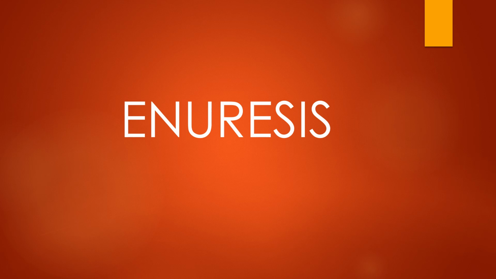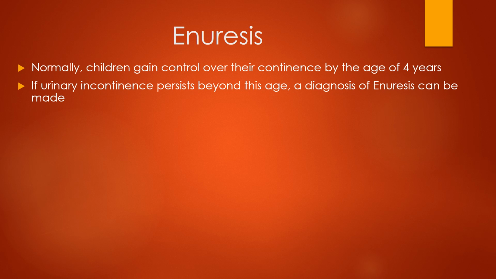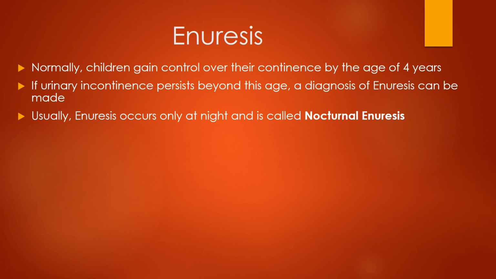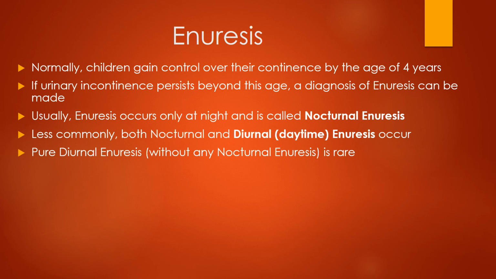We will look at enuresis. Normally, children gain control over their continence by the age of 4 years. If urinary incontinence persists beyond this age, a diagnosis of enuresis can be made. Usually, enuresis occurs only at night and is called nocturnal enuresis. Less commonly, both nocturnal and diurnal or daytime enuresis occur. Pure diurnal enuresis without any nocturnal enuresis is rare. Enuresis is usually involuntary but can rarely be intentional.